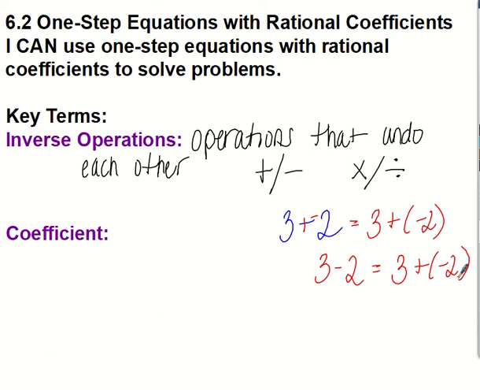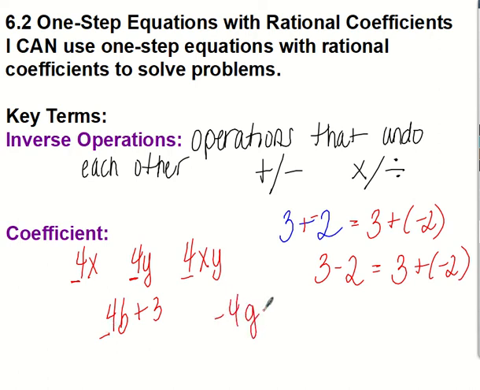Remember, your coefficient is a number multiplied by a variable. So if we have 4x, it's a 4. If we have 4y, it's a 4. If we have 4xy, it's a 4. If we have 4b plus 3, it's only the 4. And your coefficient could be a negative integer, a fraction, a decimal, any rational number, like 4/3 x. So your coefficient is just whatever rational number is being multiplied by the variable.